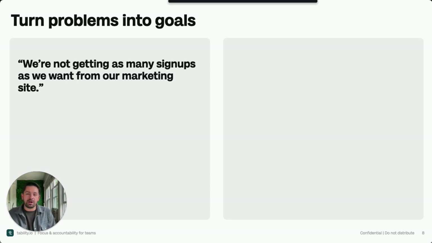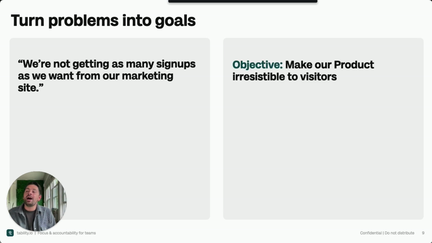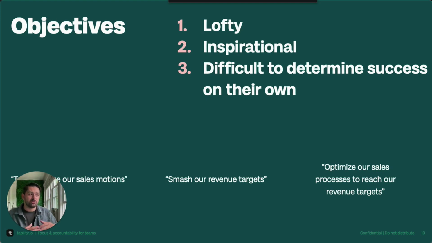So if we take this problem and we try to objectify it, we would turn it into something like make our product irresistible to visitors. If we're getting way more signups from our marketing site than we want, then great, we're going to have a pretty irresistible product to our visitors. So this is what we're trying to do when we create an objective, which means that an objective is by nature a lofty goal.